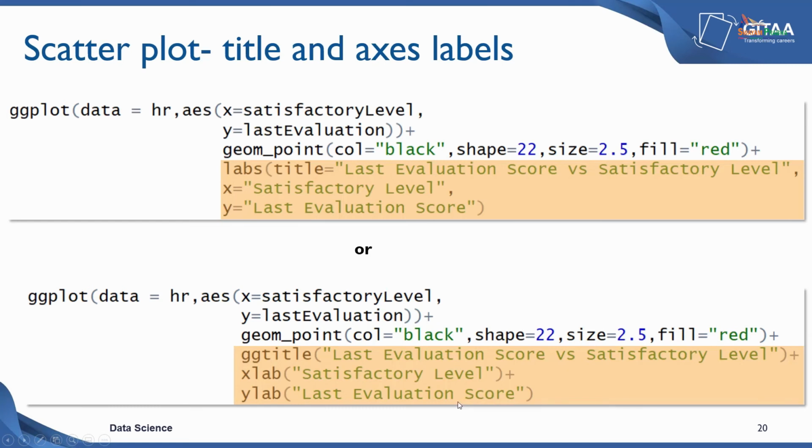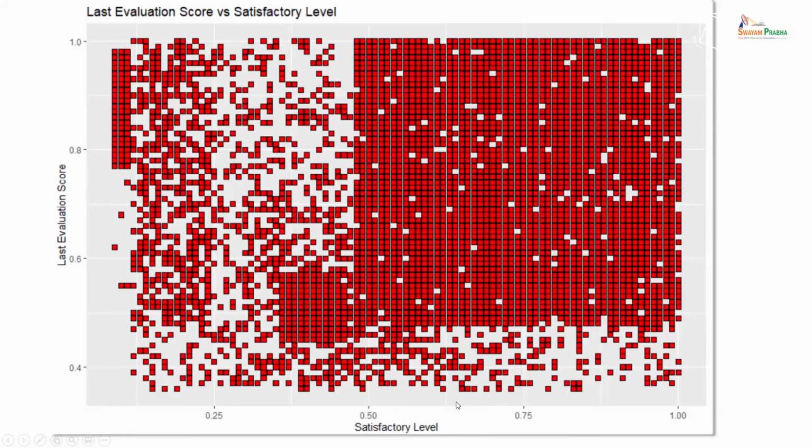So irrespective of whichever commands you use and whenever you run them, you will get the same output here. So you can see that you have your title of the plot on the top left, last evaluation score versus satisfactory level, that is y versus x. On the y-axis I have last evaluation score, and on the x-axis I have satisfactory level. So this is how you add a description, that is a title, to your plot, and a label or a description to your x and y axis.